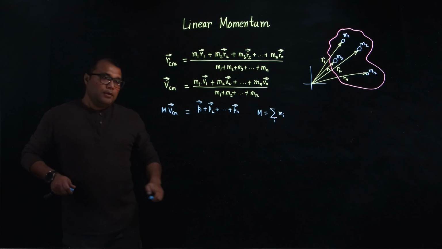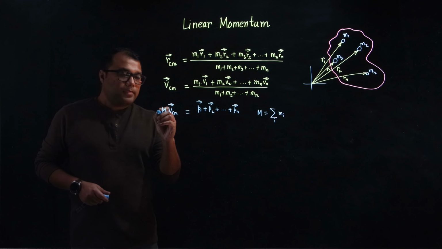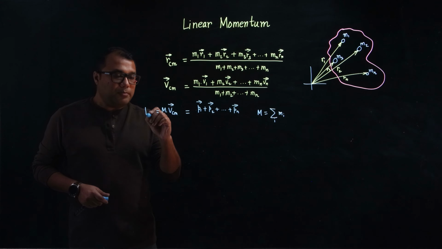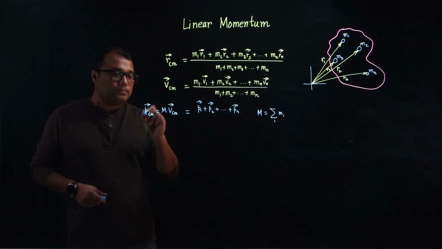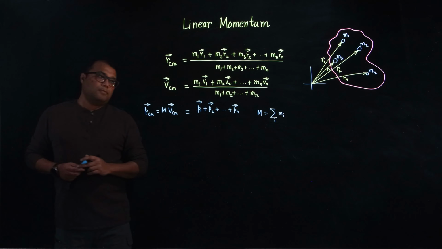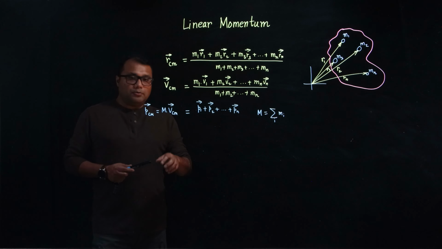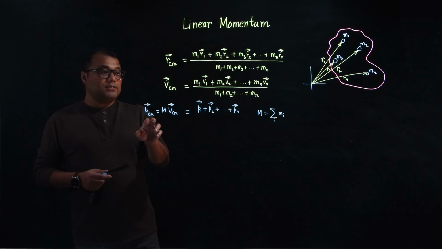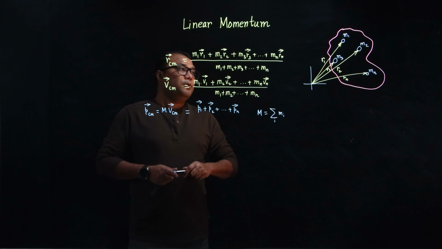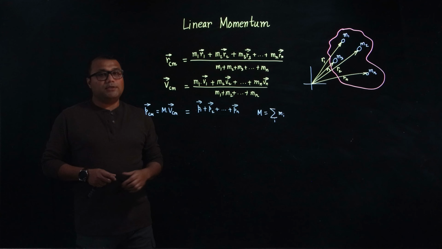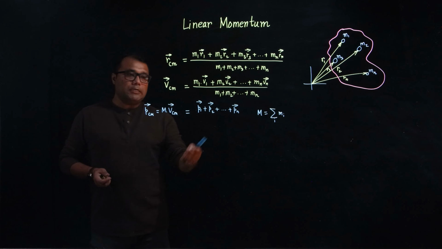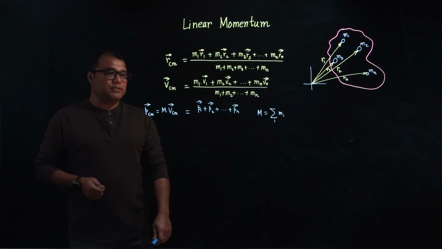Okay. Now what is mvcm? This is momentum of the center of mass. Okay. So momentum of the center of mass is the vector sum of momentum of the individual discrete masses. If it was continuous, then we'll do an integral summation.